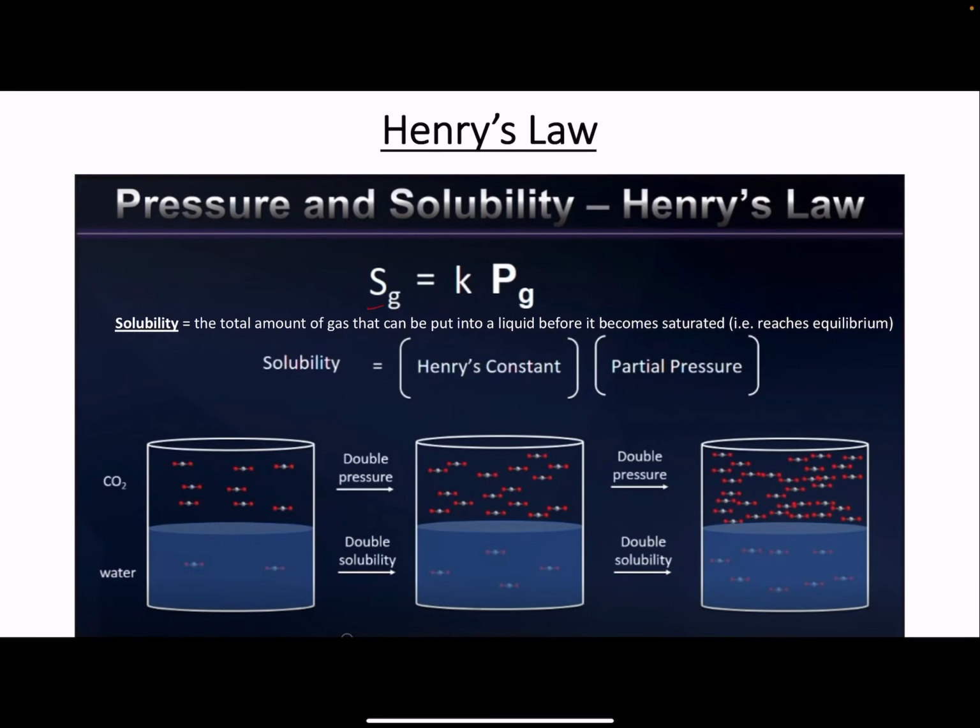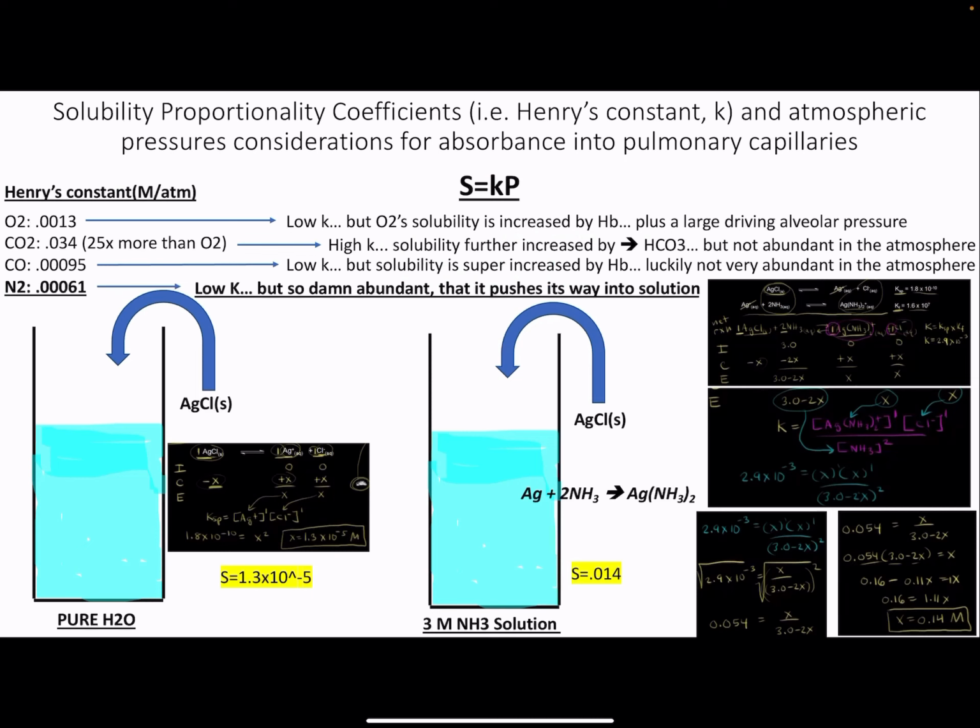So Henry's law, again: solubility is the total amount that you can put into a liquid before it becomes saturated. This depends on the solubility multiplied by the pressure. A couple of things. Oxygen is 0.013, CO2 is 0.034, carbon monoxide is 0.0095, and this is 0.0061. So all of these are low K. Now, we have a high solubility of oxygen in our blood because it's a particularly large pressure. CO2, I guess we have a large amount in our blood, but not because the pressure is necessarily high, but because its solubility is so very high.